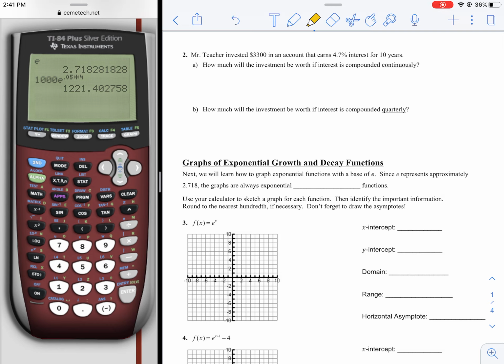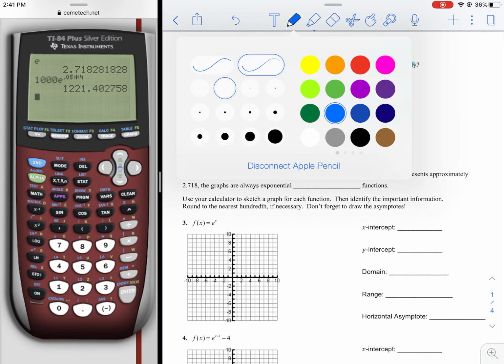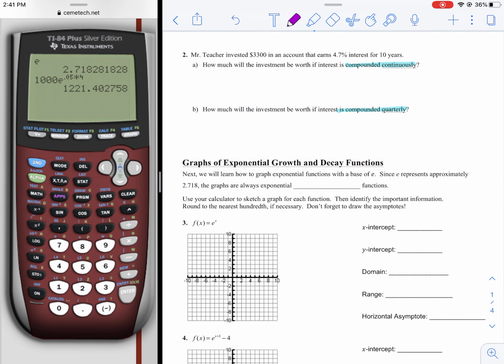It says, Mr. Teacher invested $3,300 in an account that earns 4.7% interest for 10 years. How much will the investment be worth if interest is compounded continuously? And then we're also going to figure out how much it will be worth if it's compounded quarterly. So if you think you understand this, go ahead and pause the video and try these two problems. Otherwise, just stick with me. I know you might need at least a couple more examples.